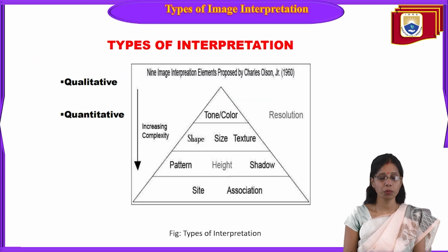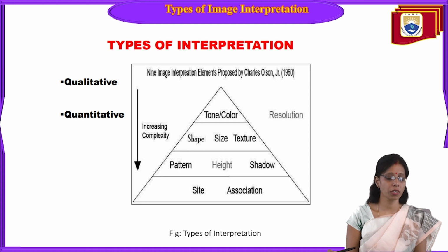And next we have types of interpretation. We have qualitative and quantitative. So here, if we see, it is in increasing complexity, and here we see the resolution part. Now let's see how it increases in this way.